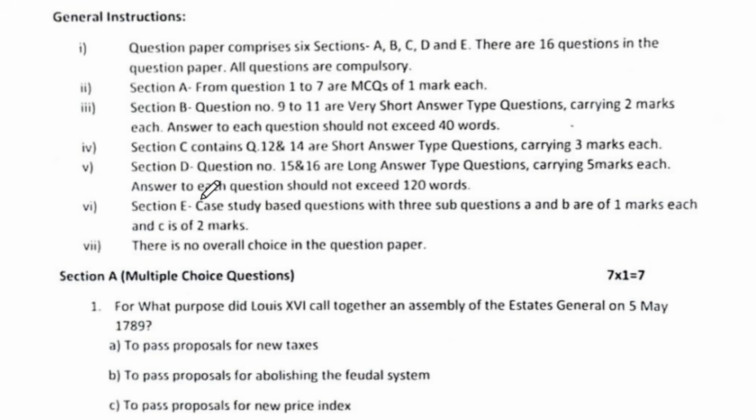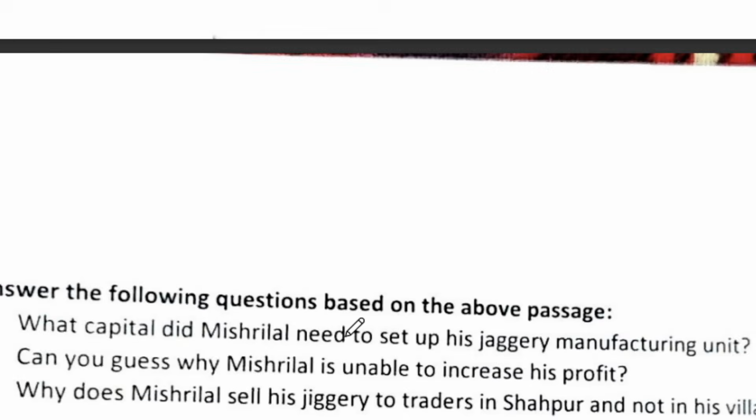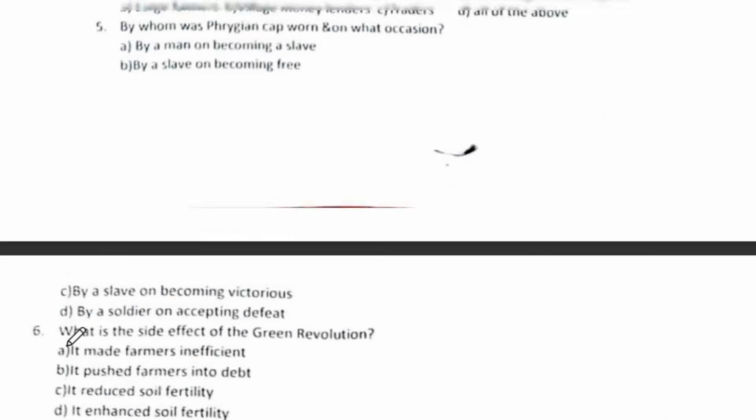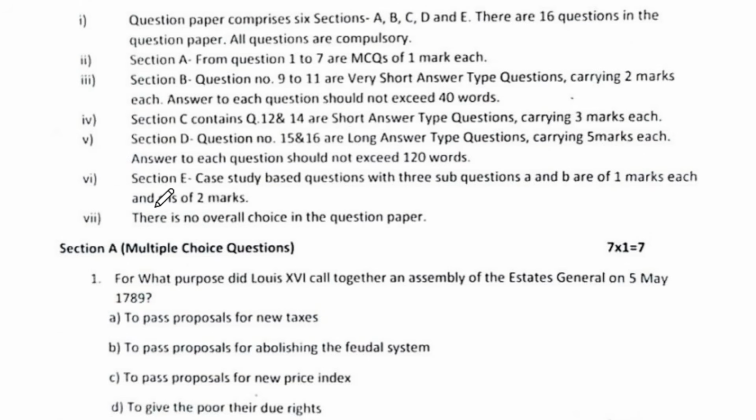Next, section E is a case study based question with 3 sub-questions, A, B, and C. A and B are 1 mark each, and option C is a 2 mark question. This part is very important, students. In the general instructions, there is no overall choice in the question paper. So there is no overall choice.